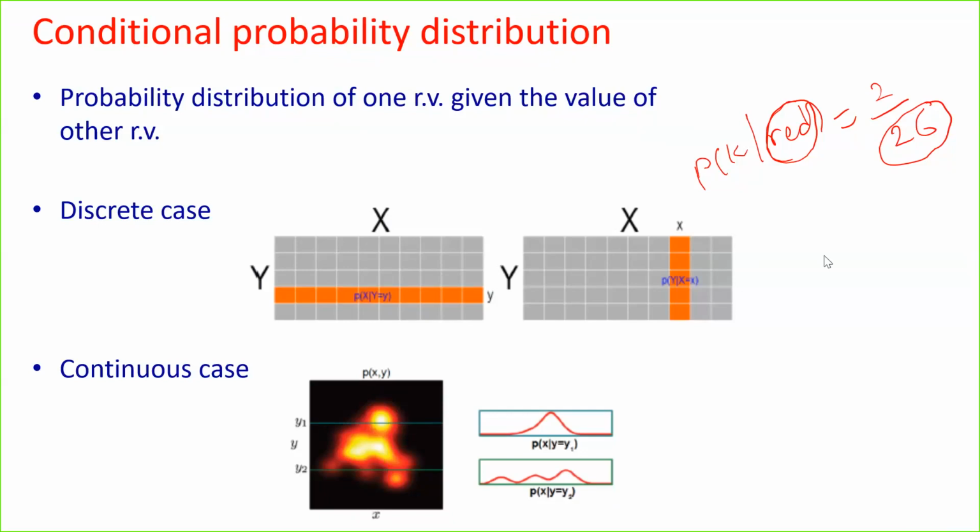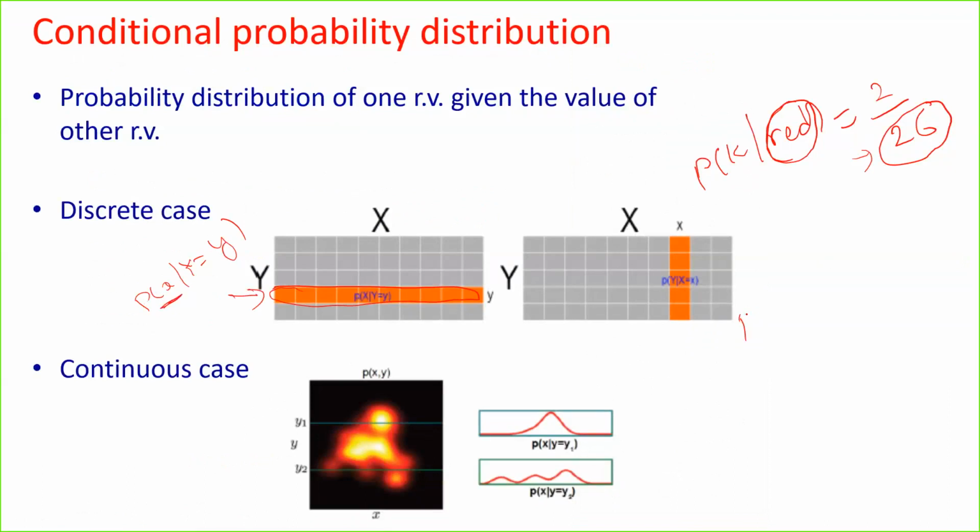Okay, so this is like you're just exploring the space where this condition matches, right? Similarly, in the discrete case, when you ask a question, what is the probability of x given y equivalent to y, it means you're just looking for the row where this condition matches. Within that row, what is the probability of x you're estimating?